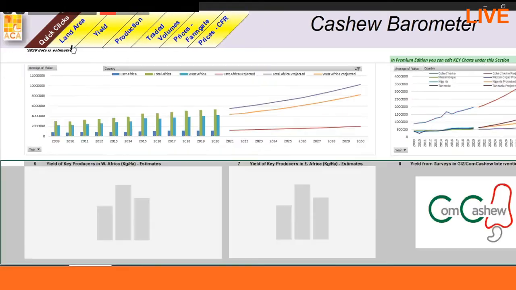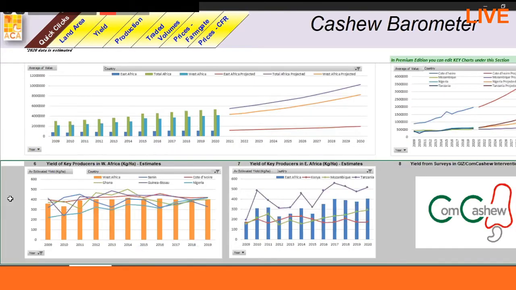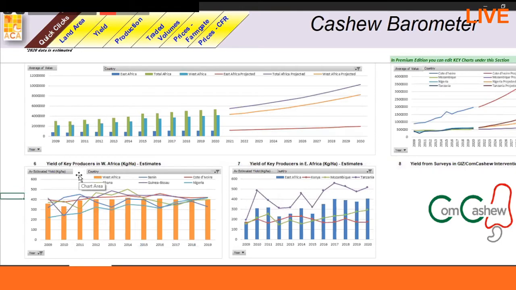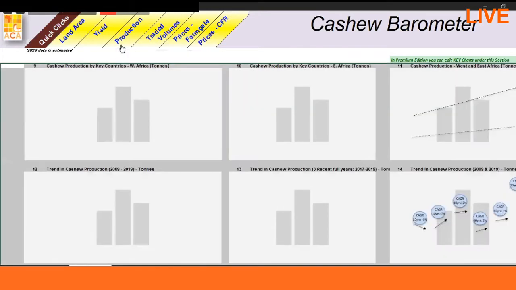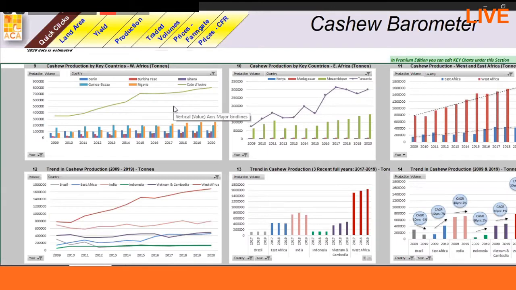If we go into the yield, it is talking about the yield levels for key producers in West Africa as well as in East Africa, and then allowing you to compare. For instance, if we take the West African average and where other countries lie in relation to the West Africa average, the same thing is done also for East Africa. You can also click on to have production. So what volumes are being produced by which countries?